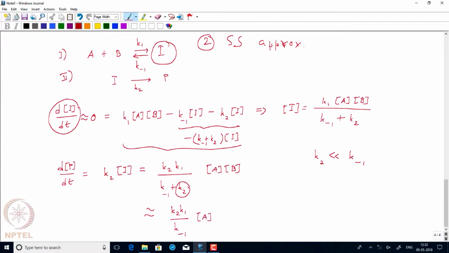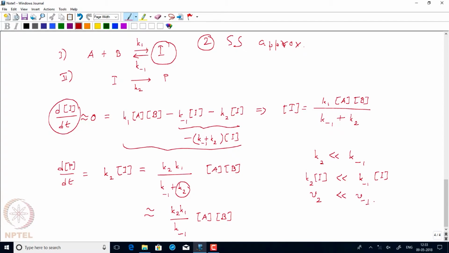Now we'll see what the connection is. What does it mean that K2 is much smaller than K minus 1? If you think in a deeper way, let us just multiply both sides by the intermediate concentration, which is basically K2 into I is much smaller than K minus 1 into I. So what it means is that the rate or the velocity of process 2 is much smaller, or much slower, than the velocity of this reverse reaction.